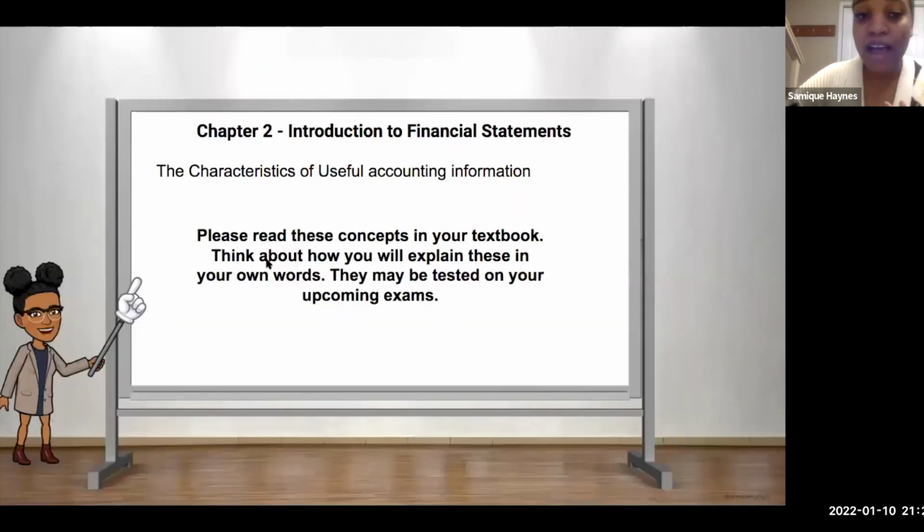All right, so this is the final part of our class. This part talks about the characteristics of useful accounting information. All right, stay with me. You can do this, don't worry. As I said here, these concepts are heavily tested on your midterm number 1. Heavily tested, write that down, all right? You need to know the characteristics of useful accounting information.